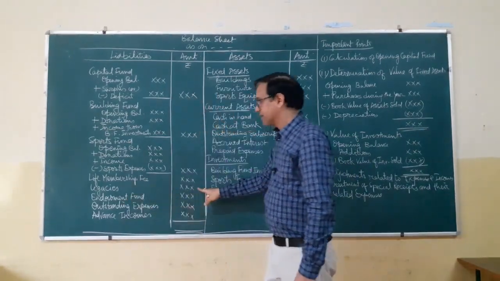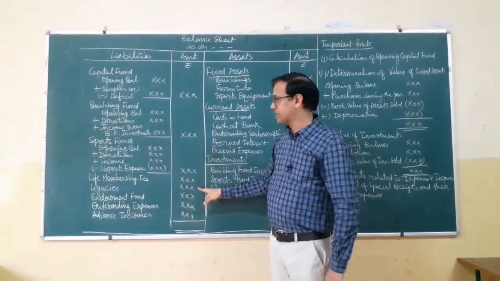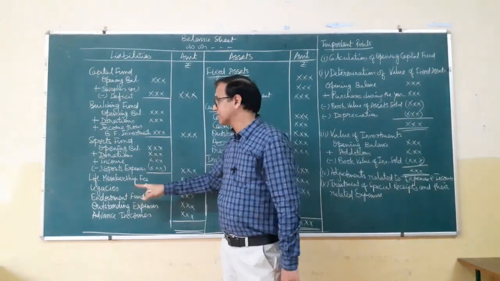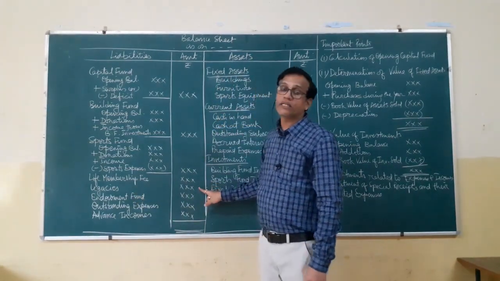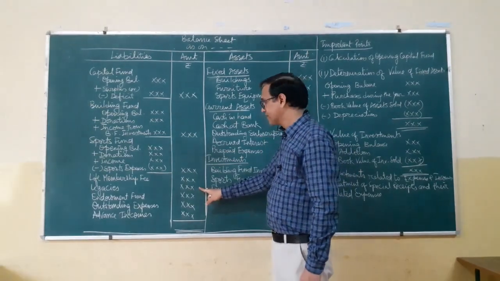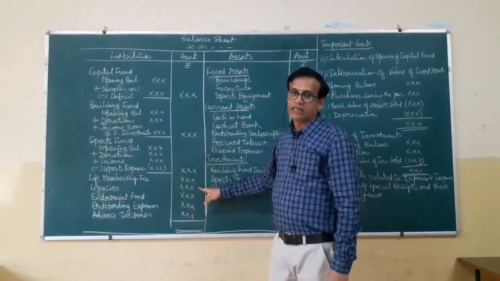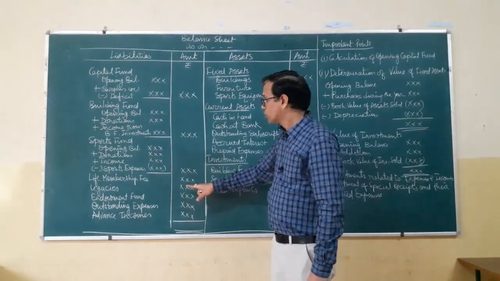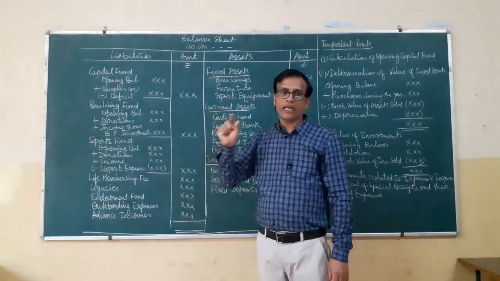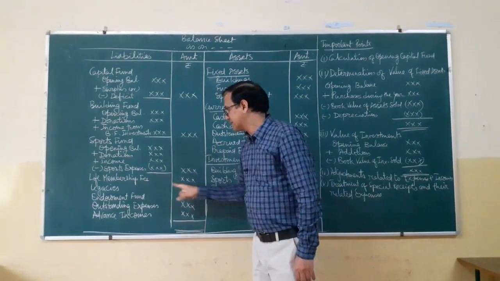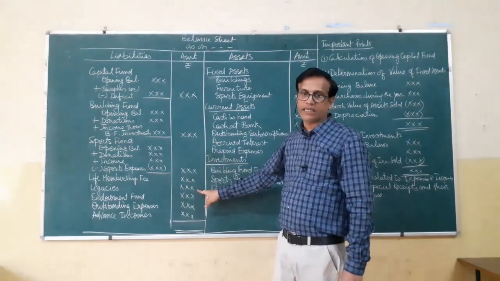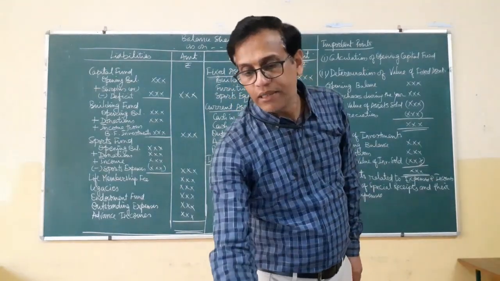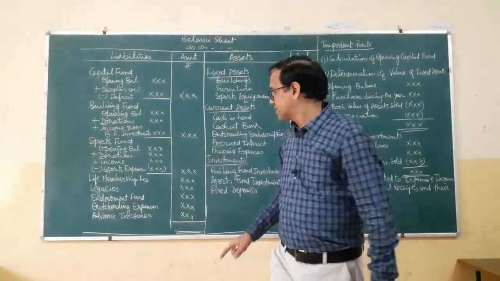Then legacies. This is also a donation. I told you yesterday also about it. Legacies are the donations received from the will of a deceased person. A person who has died and has written in his will that the amount of the properties in his name should go to a particular NPO, that is a legacy. It is a capital receipt, so being a capital receipt, we take it to the liability side.